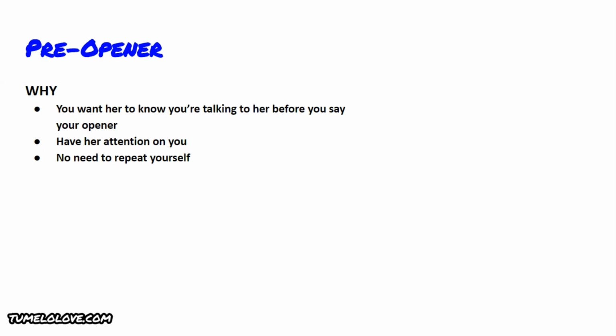You want to get her attention, and in this way, once you know that you've got her attention, your opener can go a little bit more smoothly without any interruptions and without you having to repeat yourself. And without her being a little bit confused as to, is this guy actually talking to me or what? So she actually knows that you're talking to her. Get her attention, let her know that you're talking to her, and say what you have to say.